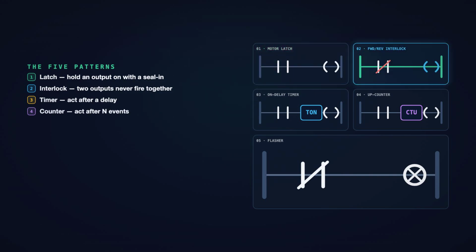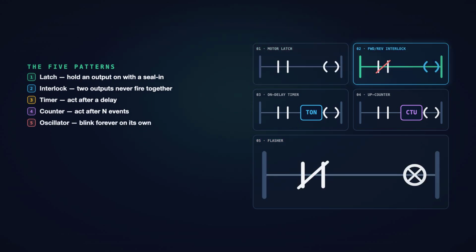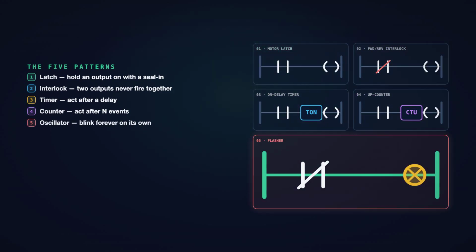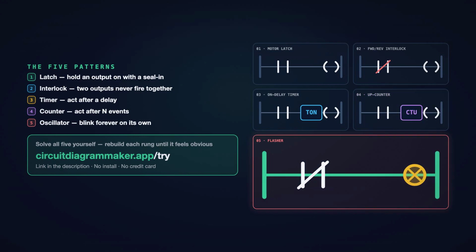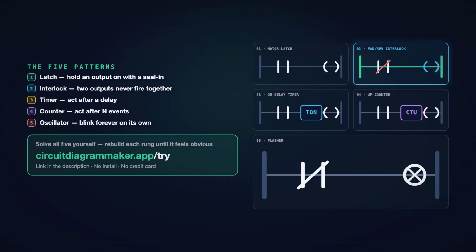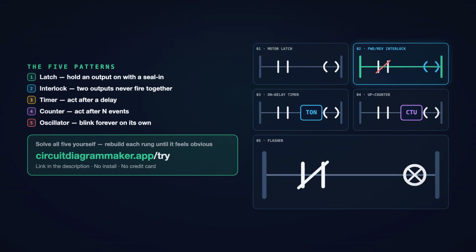And notice the pattern. Every example was just contacts, coils, and 2 blocks. Master those, and the biggest programs are only more of the same. So there are your 5 ladder logic diagram examples solved. A latch, to hold an output on with a seal-in. An interlock, so 2 outputs never fire together.